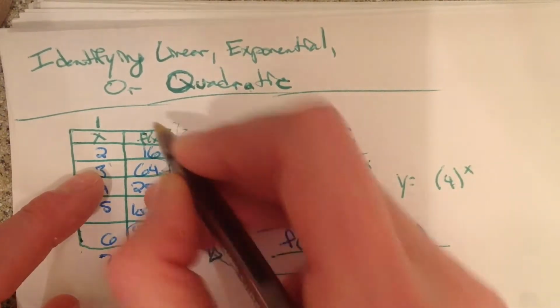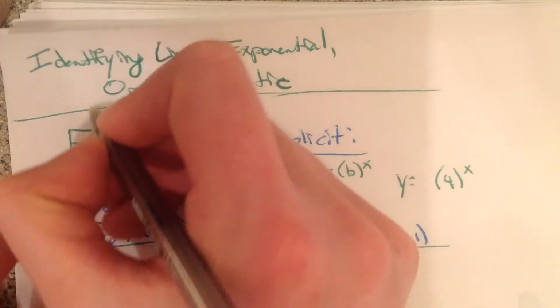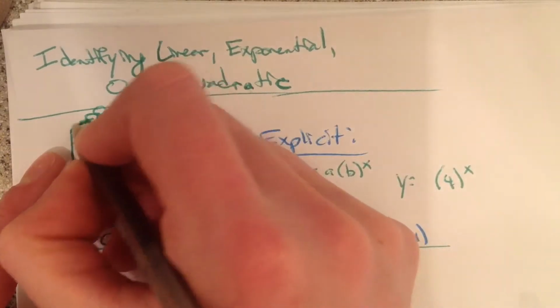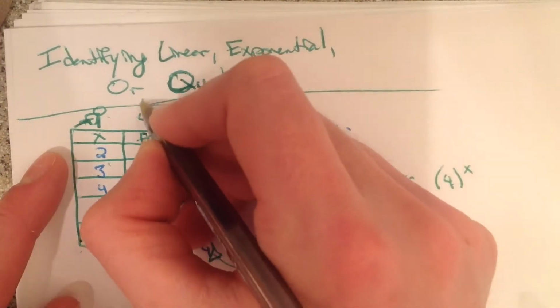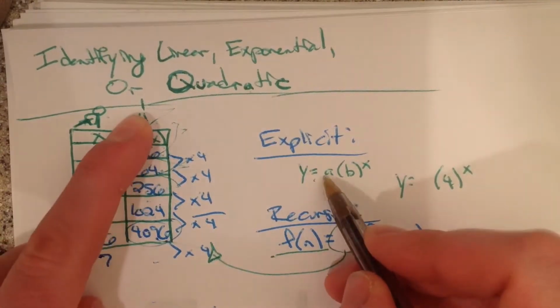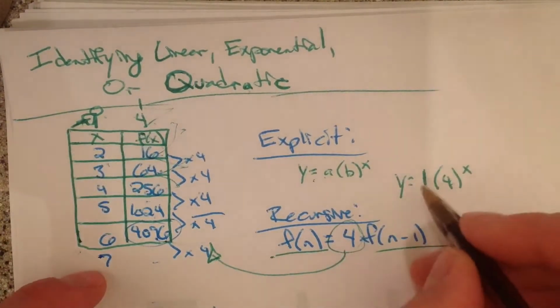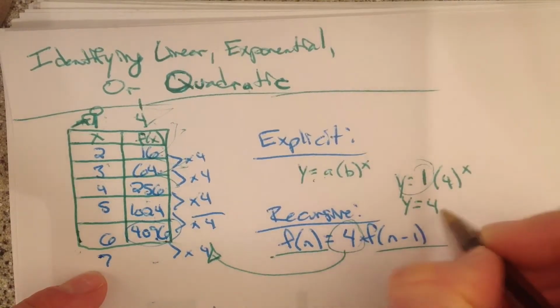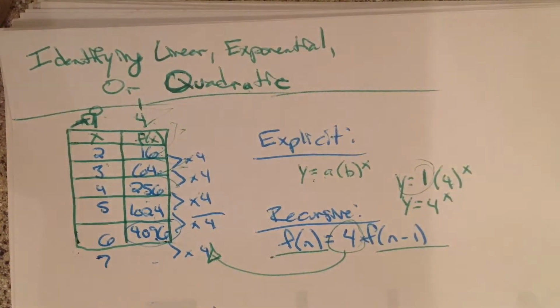So 16 divided by 4 gives me 4. One more time to get to the 0 slot. 4 divided by 4 gives me 1. So our a is equal to 1. Well, we don't really have to write this here because it's a 1. We could just as well say y equals 4 to the x power.